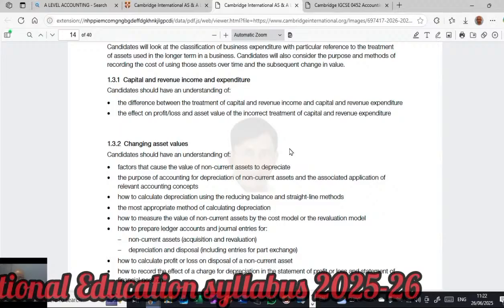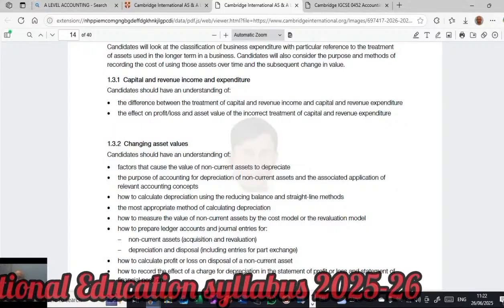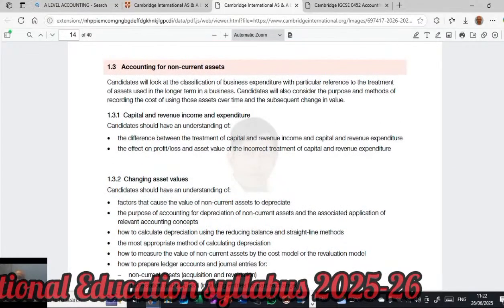So how to calculate profit or loss on disposal of non-current assets, how to record the net effect of charging depreciation in the statement of profit or loss and statement of financial position. All these things you will learn. Particularly, this part is related to accounting for non-current assets.